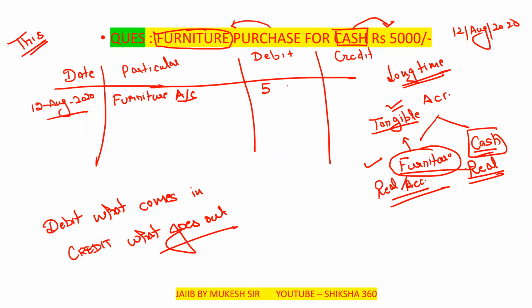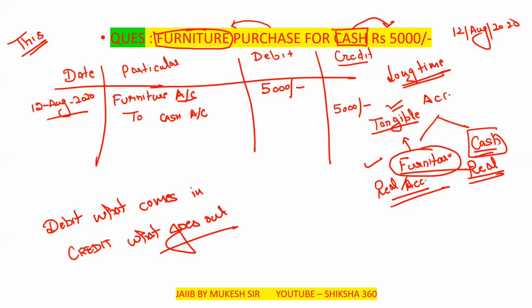That is rupees 5,000. And we know that if any entry is to be represented as a credit, we represent it by the word "To". So, to cash account, that is to be credited rupees 5,000. In this way, this entry is to be represented.